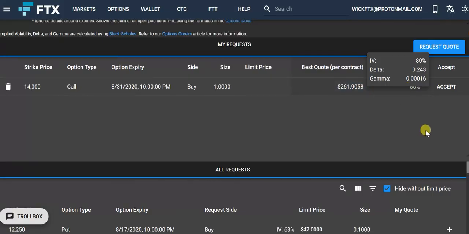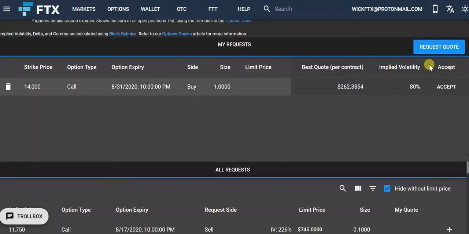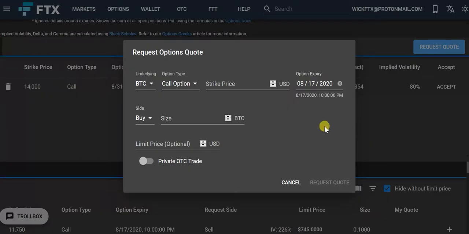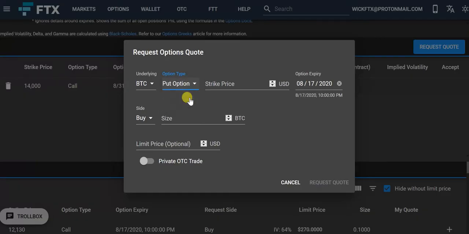Now that we've gone over a call option, let's go over a put option. Okay, I've brought up the order box. Let's change this to puts. And we are going to be buying a put option.